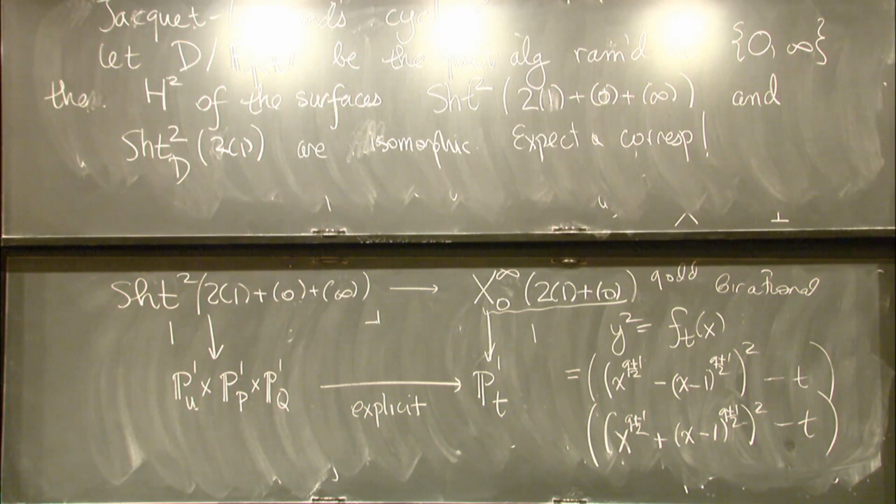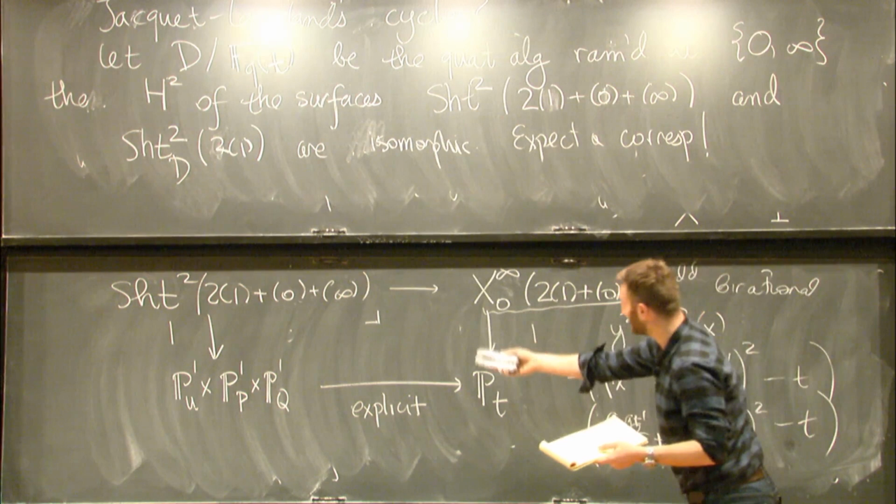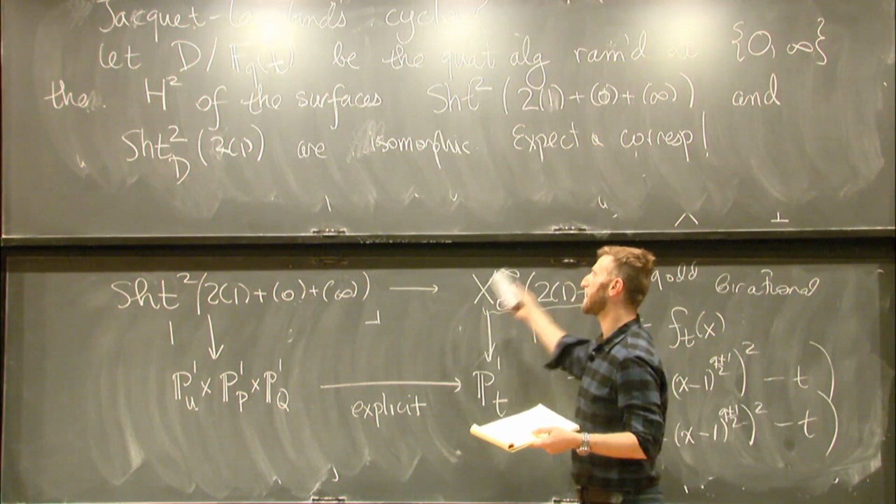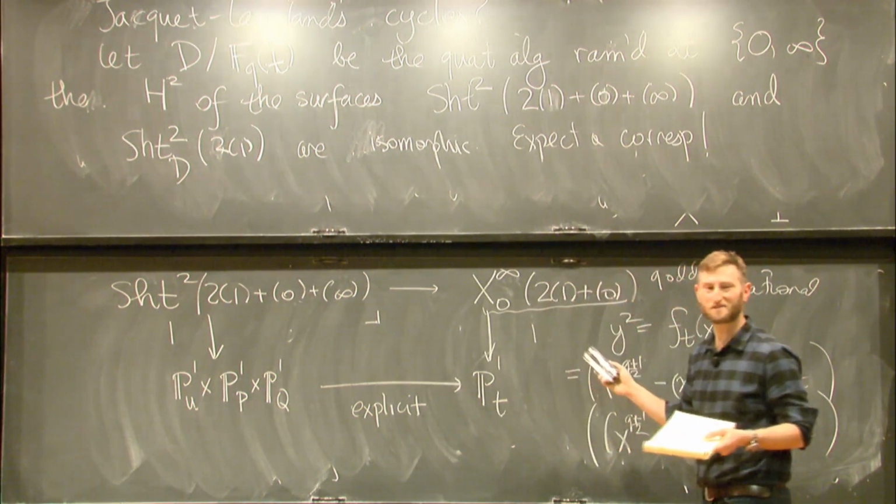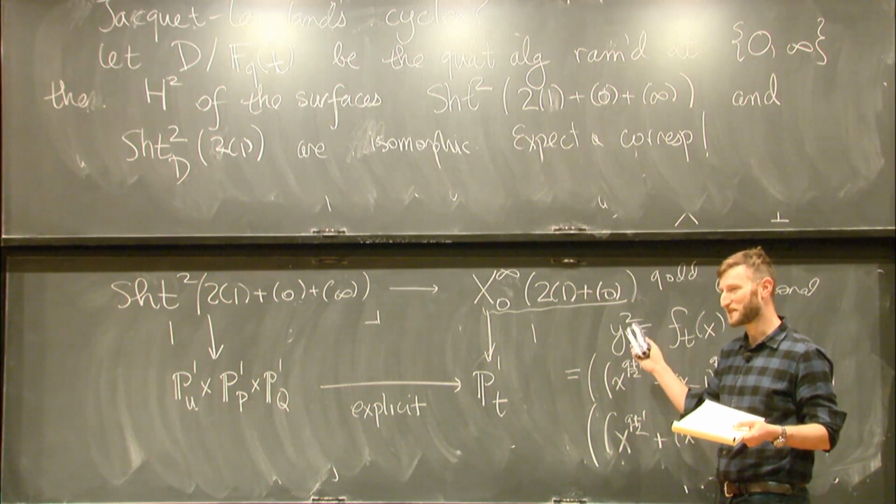So for the record, I just fiddled with equations and this popped out. There must be some systematic mapping from here to here. I just don't know what it is. This is work in progress.